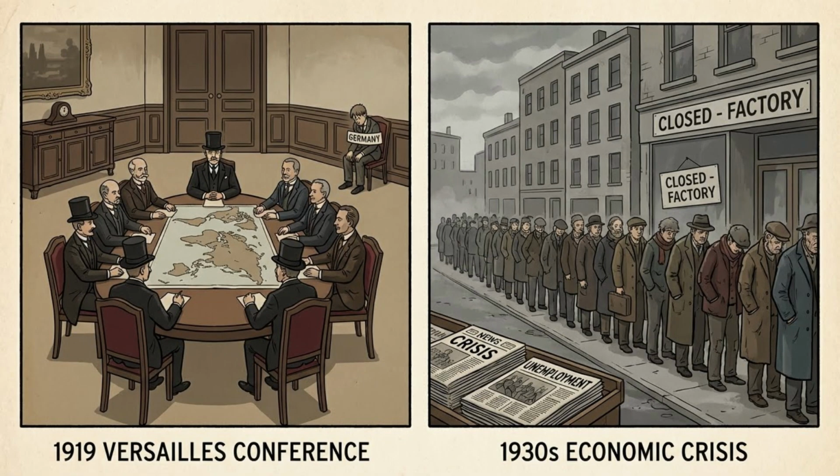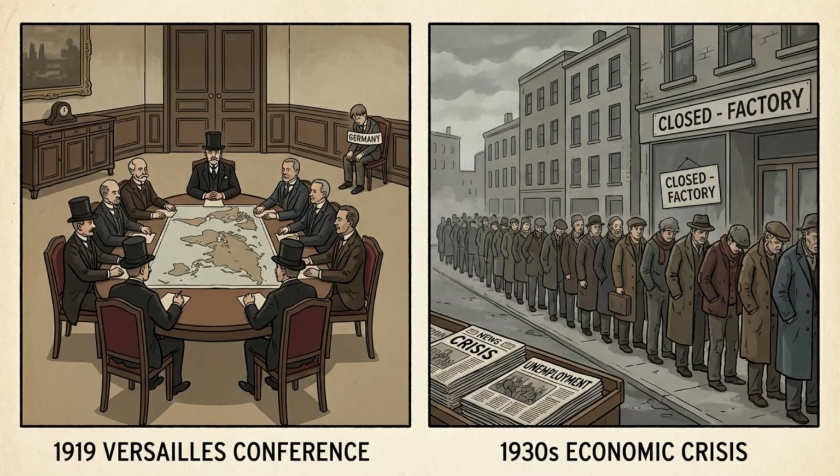To understand World War II, we have to go back to the end of World War I. In 1919, the Treaty of Versailles punished Germany harshly. The country lost territory, paid huge reparations, and its army was limited. Many Germans felt humiliated and betrayed.